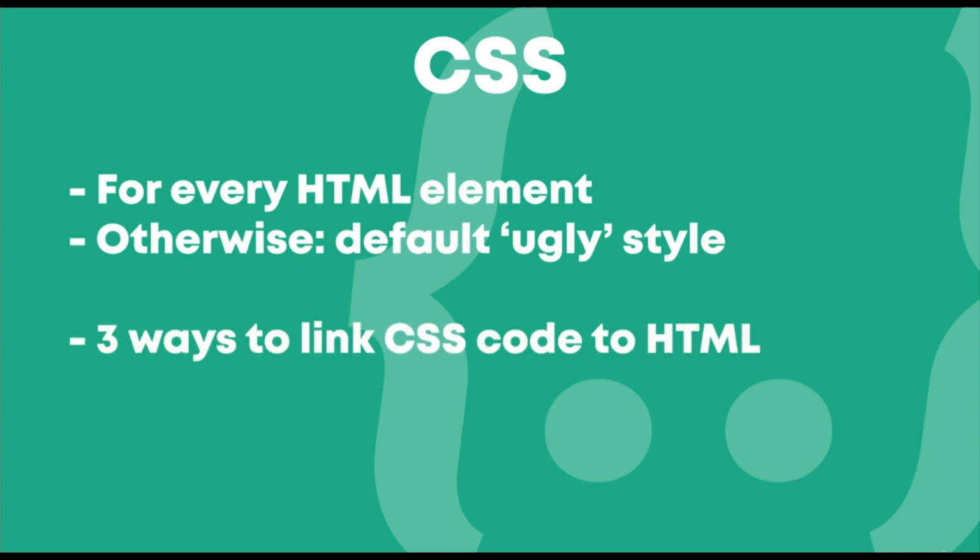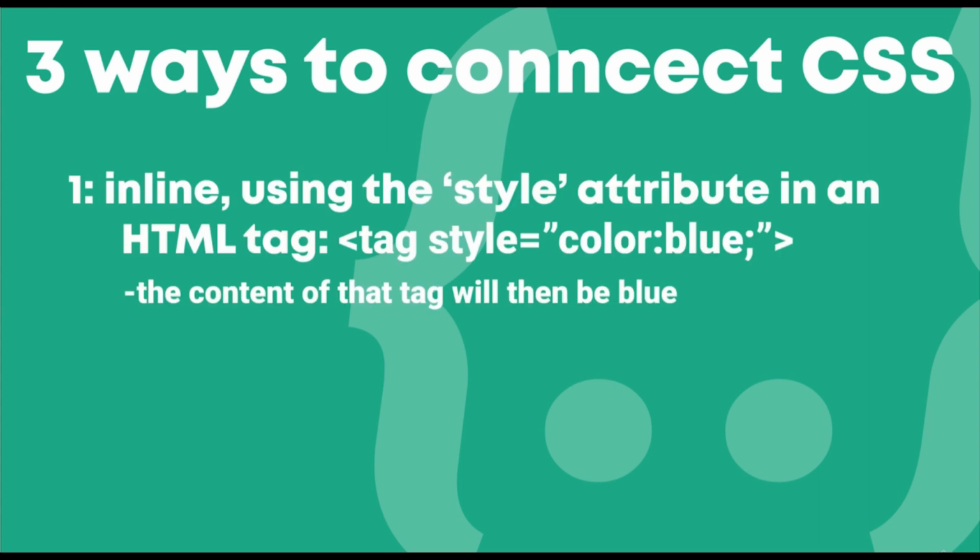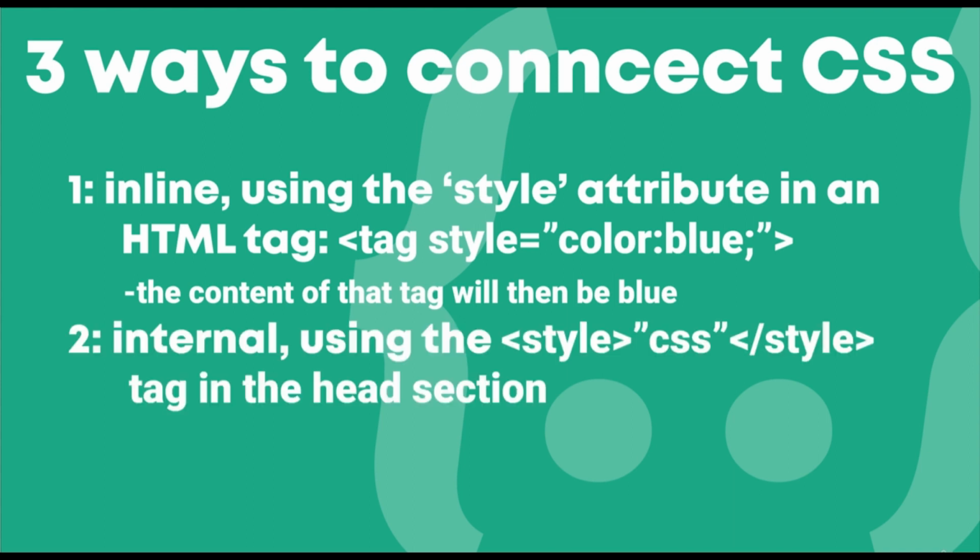And there are three ways to do this. You can write CSS code inline, which means that within a tag you can use the style attribute and write your CSS code right there in the tag that will then apply to the content of that tag. You can also write CSS code internal, meaning that you place all the CSS code in the head tag of the HTML file. To do this, you use the style tag and place the CSS in between it. With both of these two options, you have the CSS code in the HTML file.